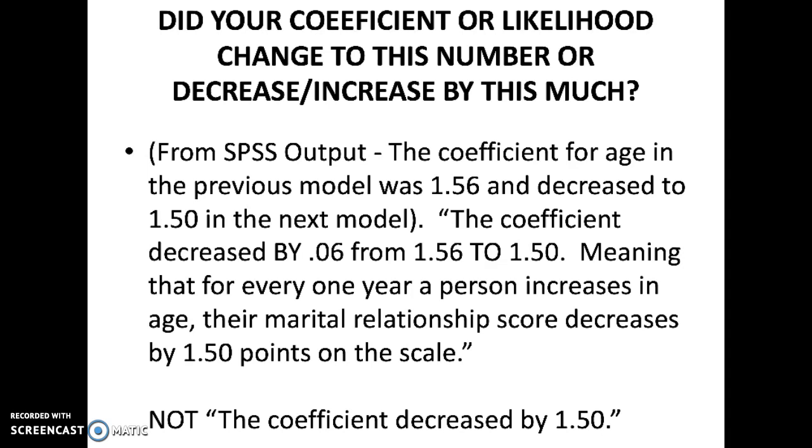So here's the SPSS output. The coefficient for age in the previous model was 1.56, and it decreased to 1.50 in the next model. Maybe you want to describe that change. But you wrote something like this: the coefficient decreased by 0.06 from 1.56 to 1.50, meaning that for every 1 year a person increases in age, their marital relationship score decreases by 1.5 points on the scale. That would be fine, but make sure you don't write something like, the coefficient decreased by 1.50. No, it didn't decrease by that much. It decreased to that much. So just be careful of the usage of the words by or to.